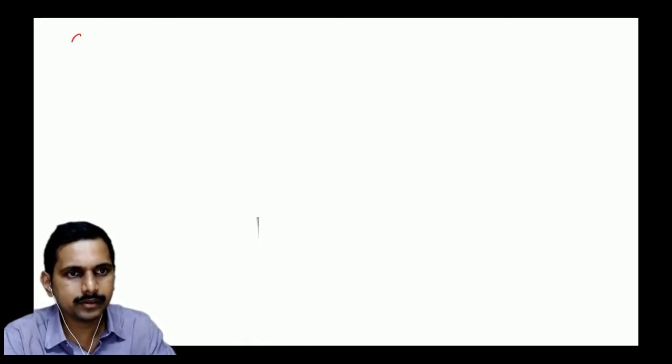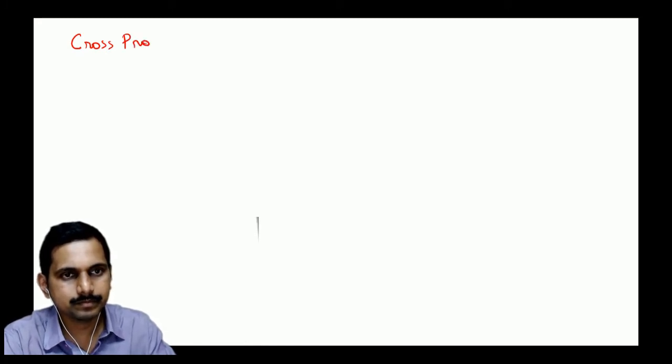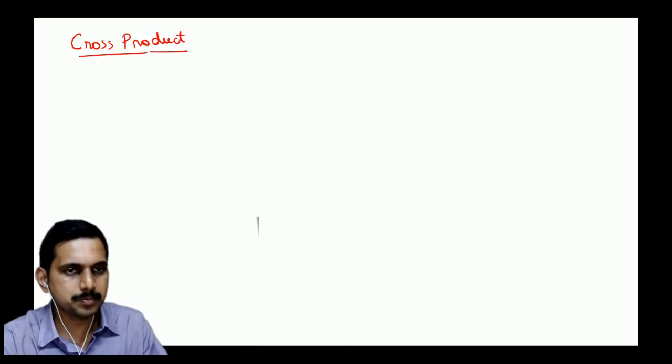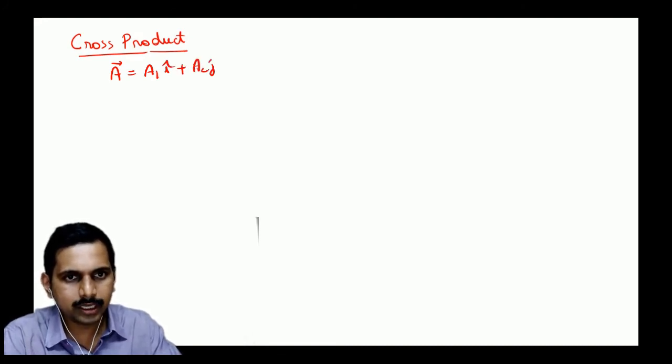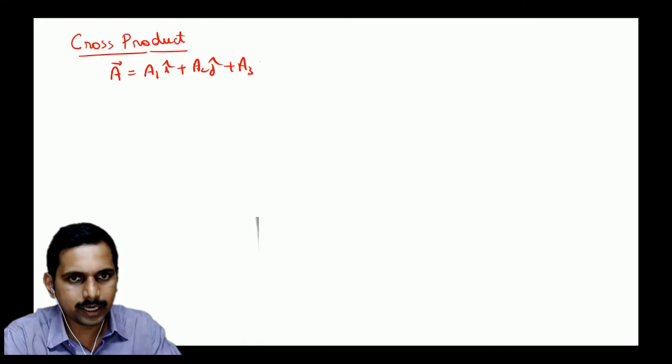Simple things, cross product. What is cross product? If you have a vector A which is given as A1i plus A2j plus A3k. Lot of aspects to everything, students. I am bringing up all the aspects which are there.